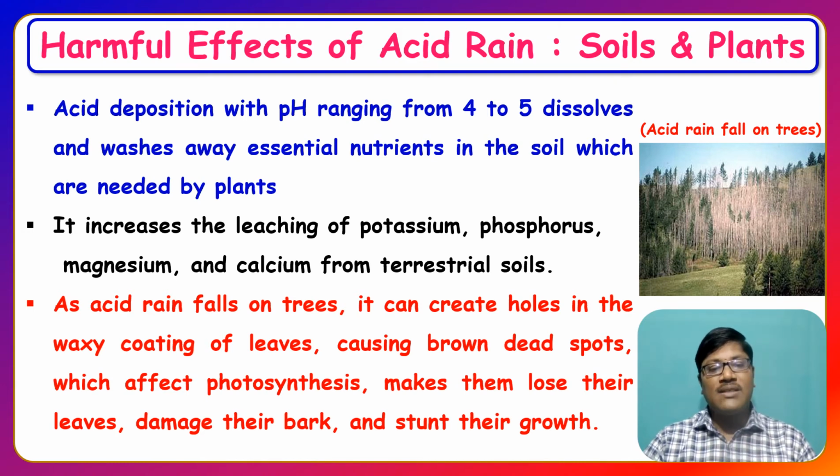As acid rain falls on trees, it can create holes in the waxy coating of the leaves, causing brown dead spots, which affect photosynthesis or make them lose their leaves. In some cases, acid rain damages the barks of trees, which stunts their growth. Definitely, such damaged trees or damaged parts of trees are more vulnerable to diseases and insect destruction.